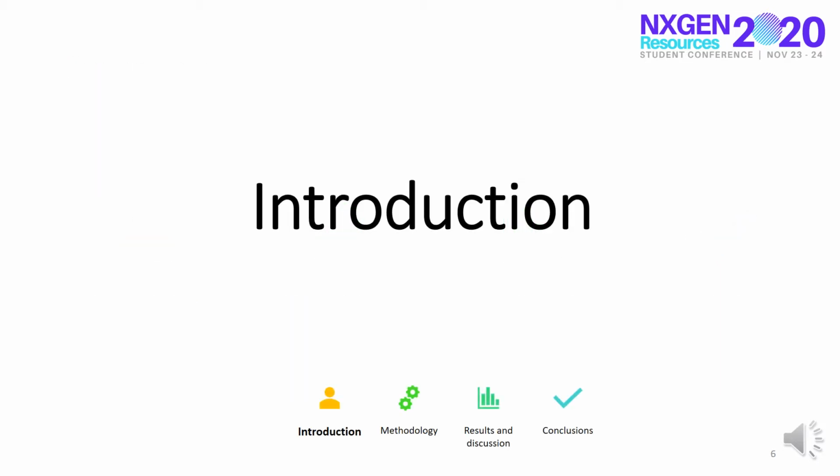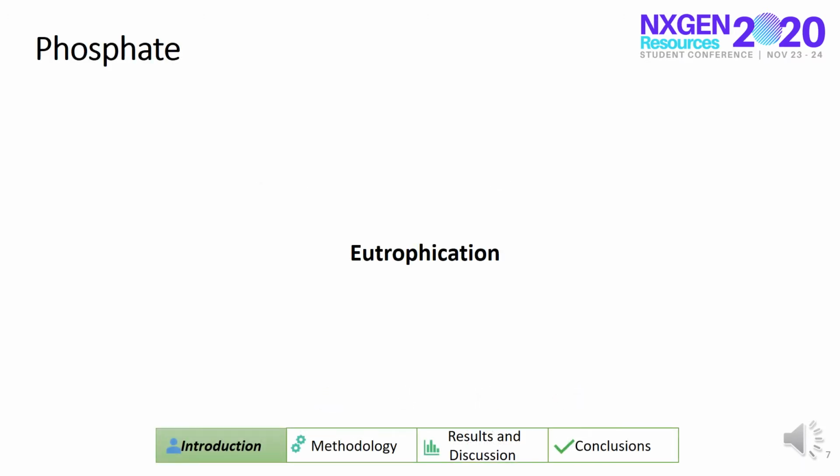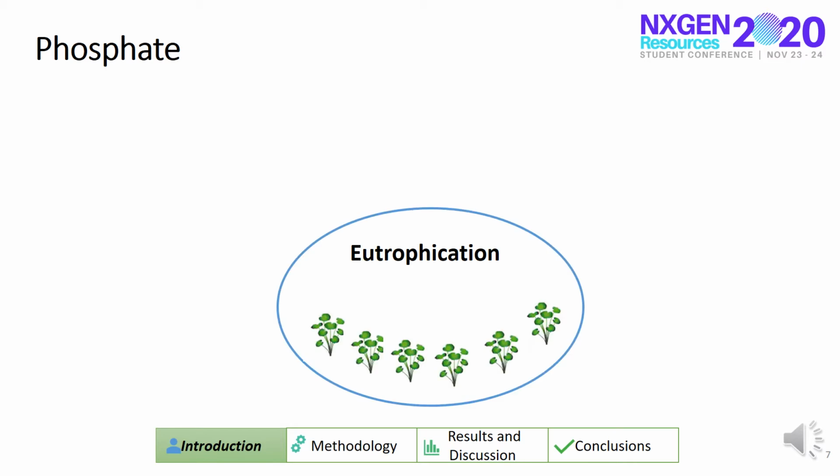In the introduction, we are going to talk about phosphate problems in the environment and how to reduce its impact with use of dolomite. So, the increase in the concentration of phosphate in the water bodies causes eutrophication in the system. In this phenomenon, the oxygen concentration decreases, and therefore the death of aquatic organisms occurs.